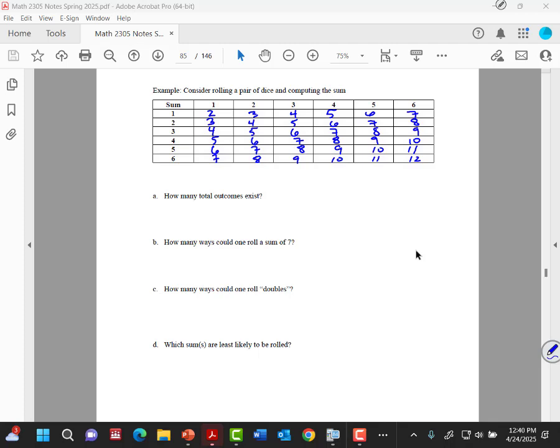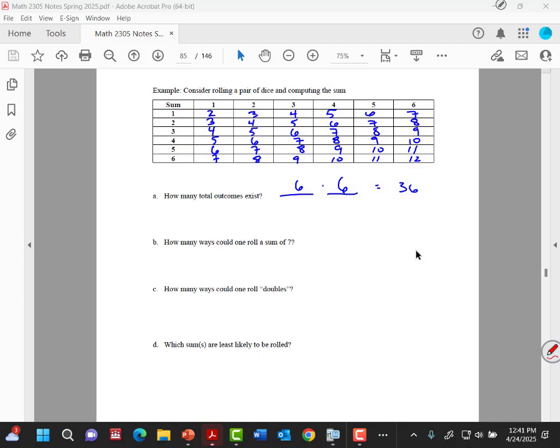How many total outcomes exist? Well, this is the fundamental counting rule. Very straightforward. 6 ways to roll the first die, 6 ways to roll the second die for a total of 36 outcomes.